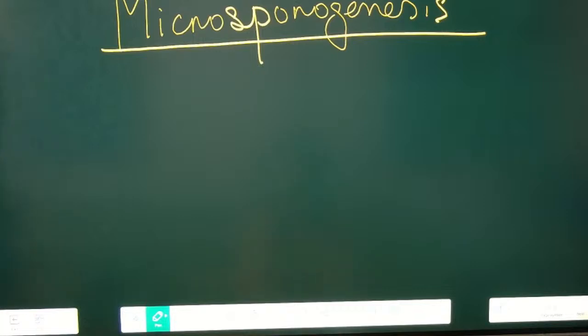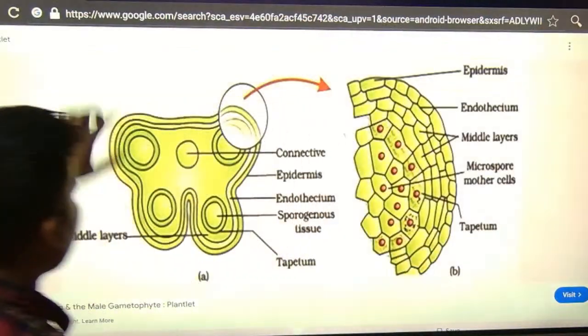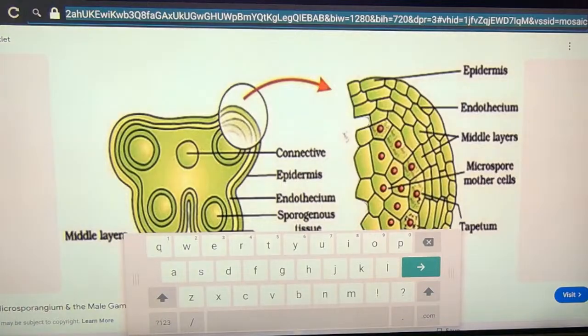Microspore is the mechanism of synthesis of what? Microspore means spore. Okay, so we'll learn about that. So first of all, we should have a clear picture of that.